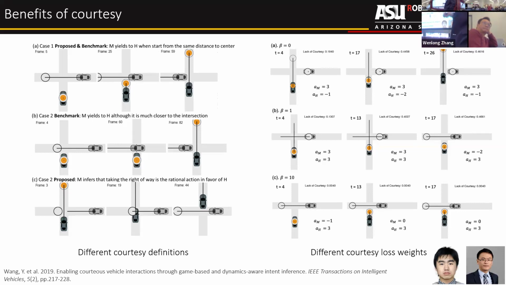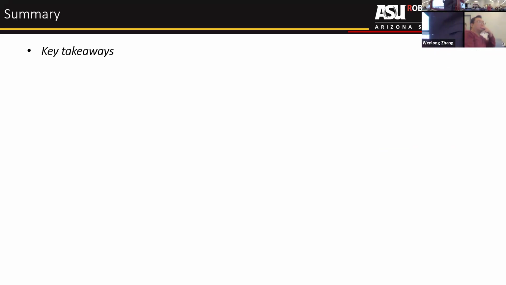Now, here we're just showing you the different ways of weighting courtesy. I think we can skip that. It's just to say that when you put higher or lower weight on courtesy, the vehicle will become more or less courteous. Okay, so that's a quick summary of this page. This work was led by my former student Yue Wang, and also in collaboration with my colleague Professor Max Zhang. Okay, so I think that's pretty much what I have today.